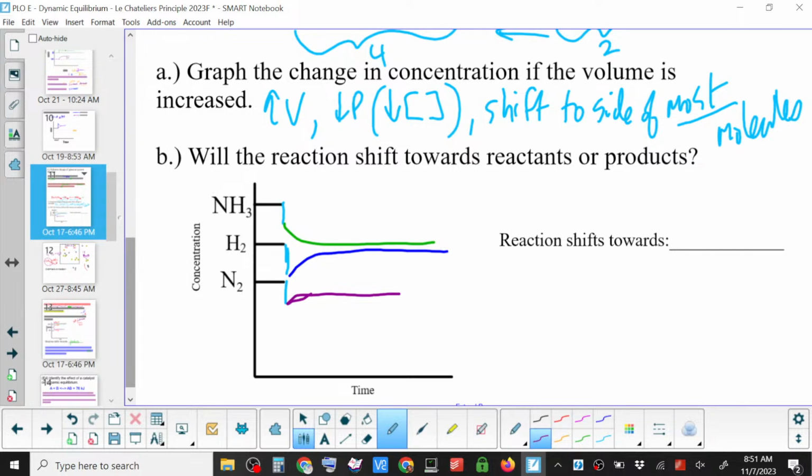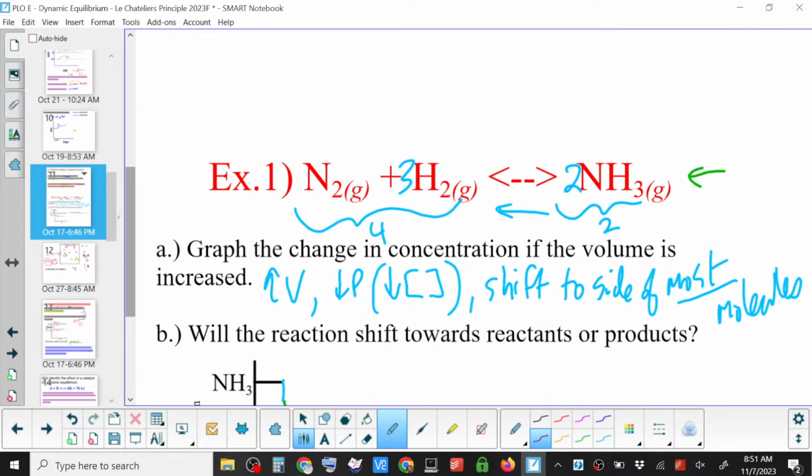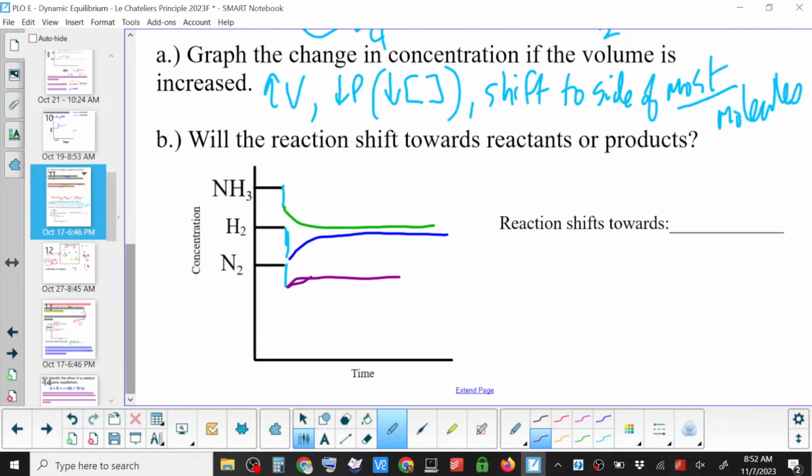And then N2 doesn't go up as much as H2, right? Because it's the one we only need 1 of. It's not as big as this. So the reaction shifts towards the reactants. Yep. The reaction shifts towards the reactants.